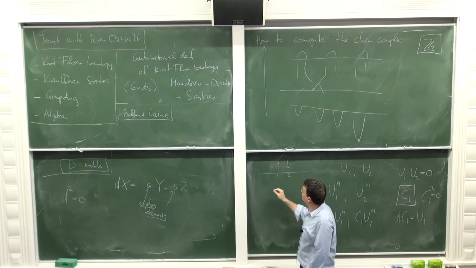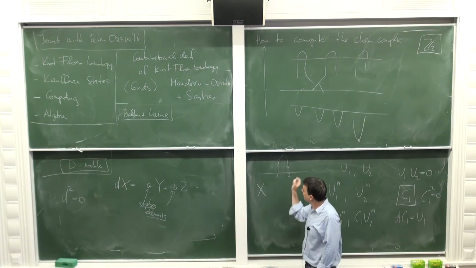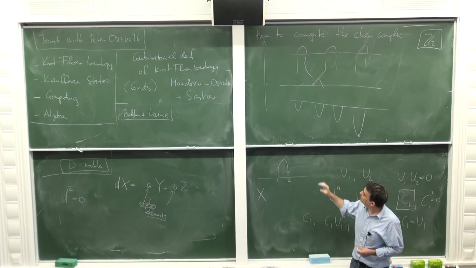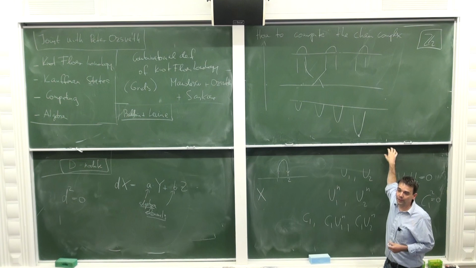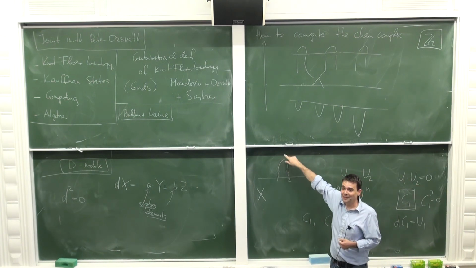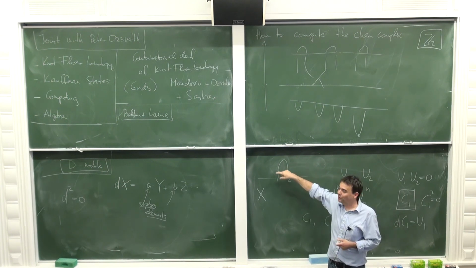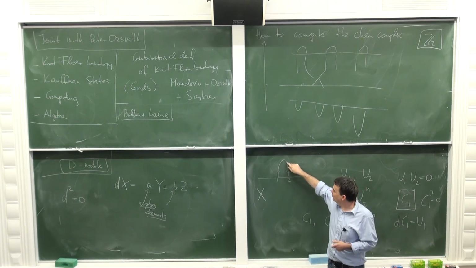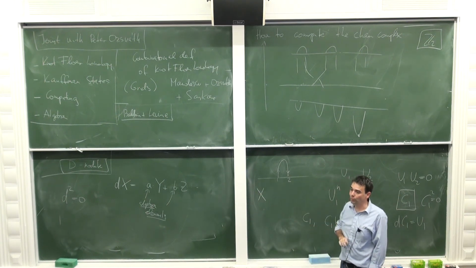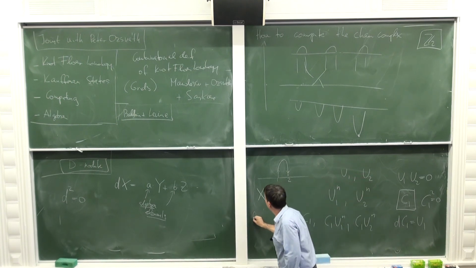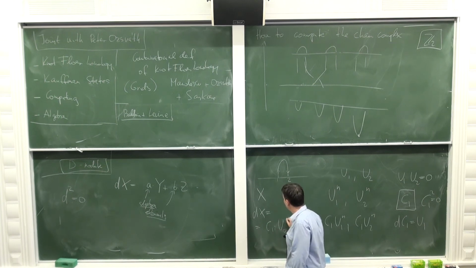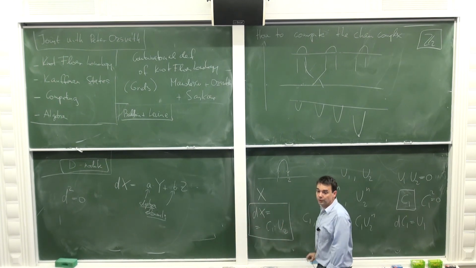That D module is generated by one element x. The fact is that this region doesn't need a Kauffman state, so we don't care about that. But this region does. Or we don't know, maybe it does, maybe it doesn't, but we assume that it perhaps does, and that will be our generator X, basically corresponding to that missing Kauffman state, and D of X will be C1 times U2. So this is an example.